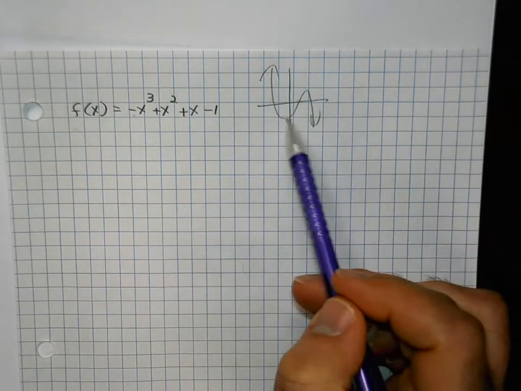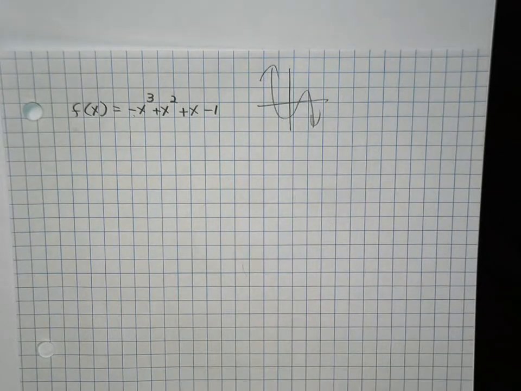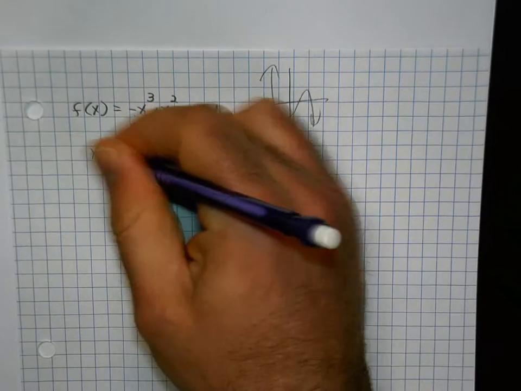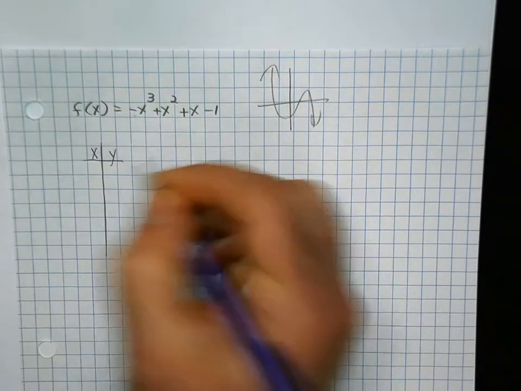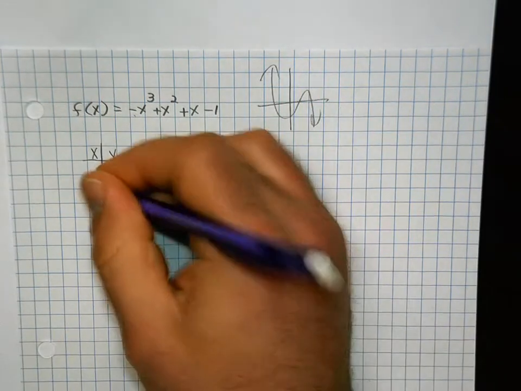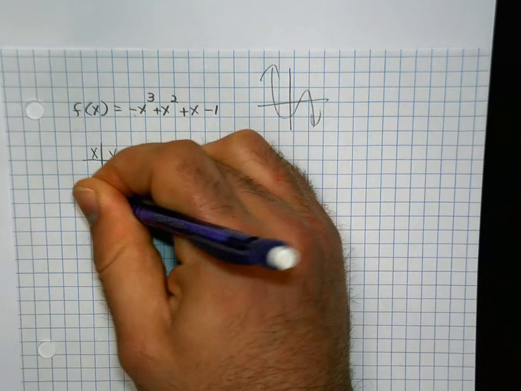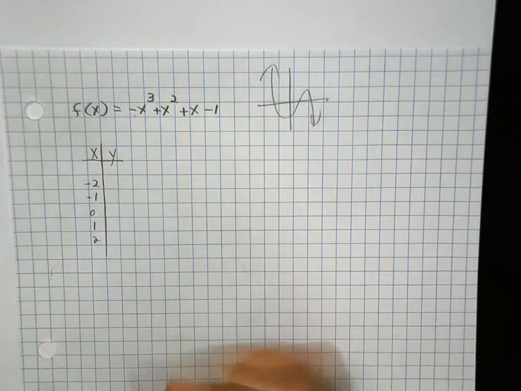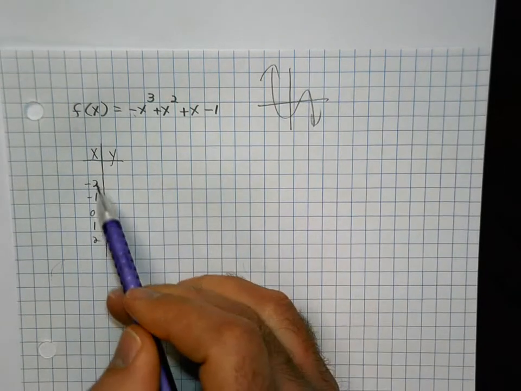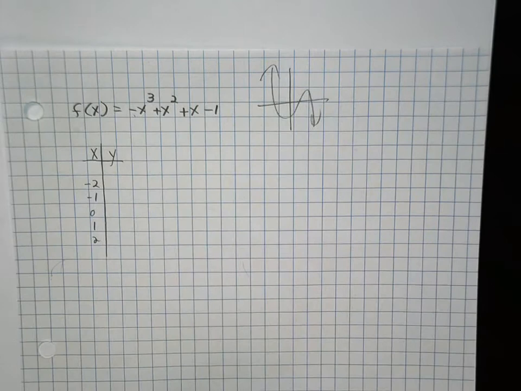So what we need to do then is just plug some values in, make a table, and plot the points. So I'm going to go from, say, -2 to 2. And we know how the ends behave, so we may have to extend this graph to bigger negative numbers or bigger positive numbers, depending on what kind of values we get.